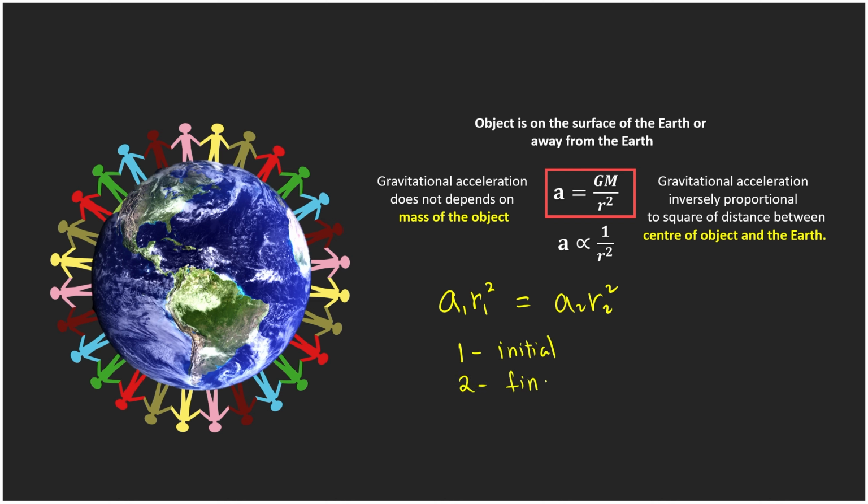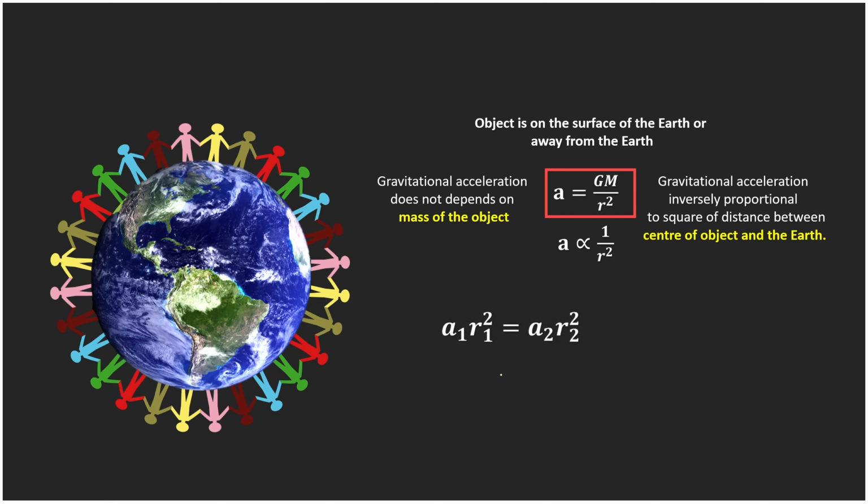What it means is, let's say in the beginning, I'm on the surface of the Earth. I will experience a gravitational acceleration of a1, but this is when I'm r1 away from the center of the Earth. Maybe one day, I decide to explore to the moon. So now, I'm r2 away from the Earth and I will experience a gravitational acceleration of a2. So in the beginning, I'm on the surface, and in the end, I'm on the way to the moon. This is what I mean by initial and final state.